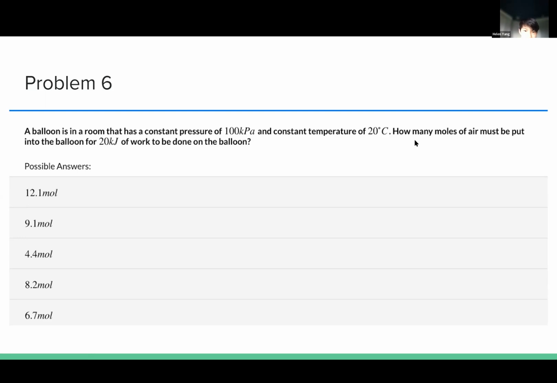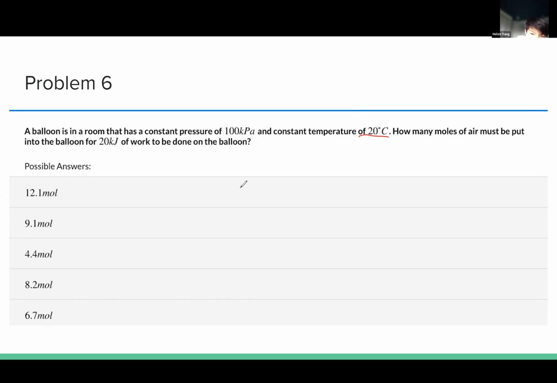Okay, so it says a balloon is in a room that has a constant pressure of 100 kPa and a constant temperature of 20 degrees Celsius. How many moles of air must be put into the balloon for 20 joules of work to be done in the balloon?